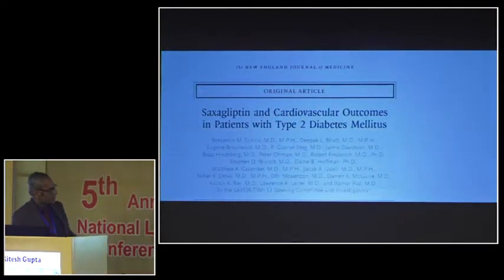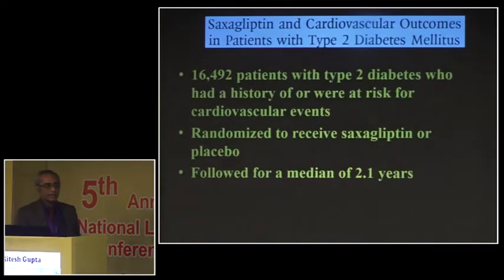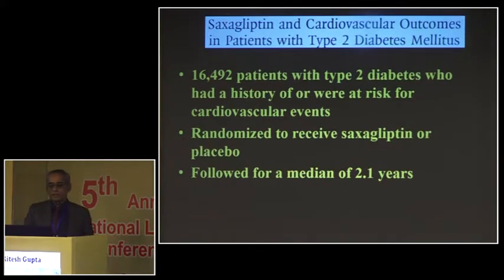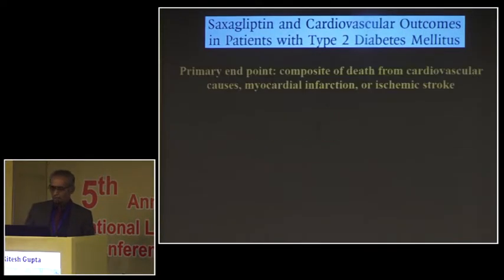So in this talk, I will basically be talking about cardiovascular outcome trials. So there will be a lot of trials and epidemiology. This was the first major cardiovascular outcome trial of DPP4 inhibitors which was published, the SAVOR-TIMI trial on saxagliptin, which was an elegantly conducted trial, more than 16,000 patients with type 2 diabetes who were at a very high risk, who had either a history of cardiovascular event or who were at risk for cardiovascular events. And they were randomized to receive saxagliptin or placebo, followed for 2 years.